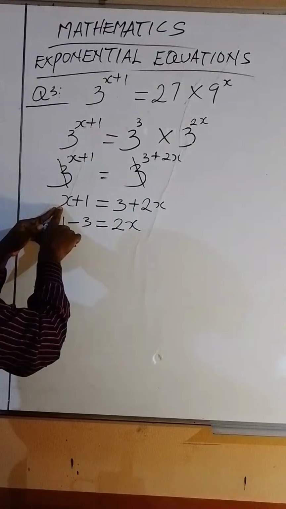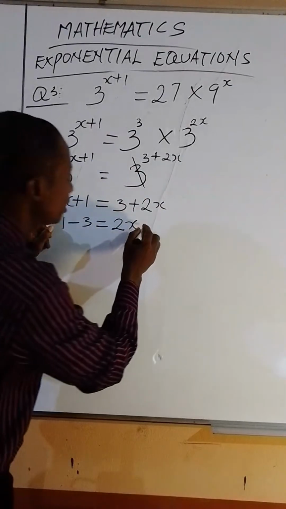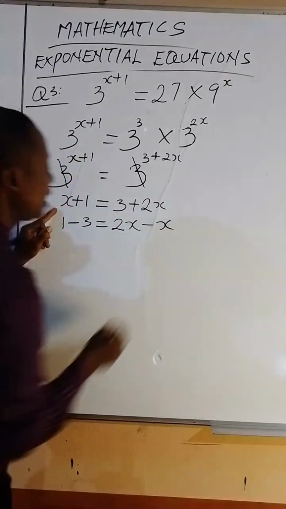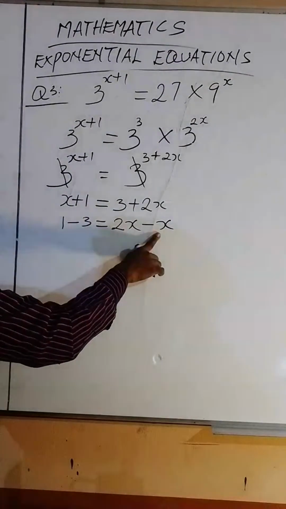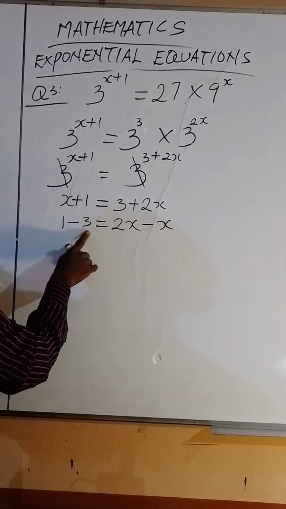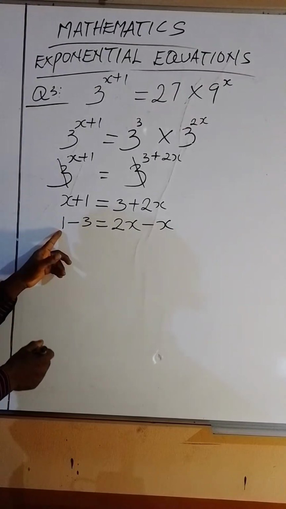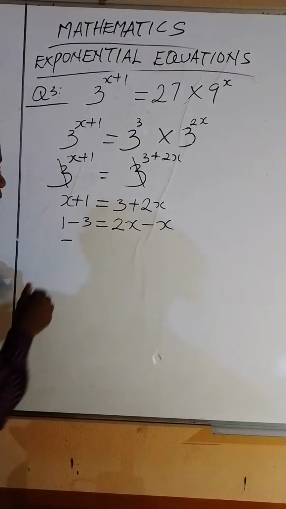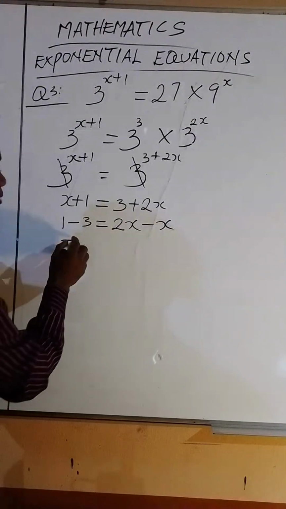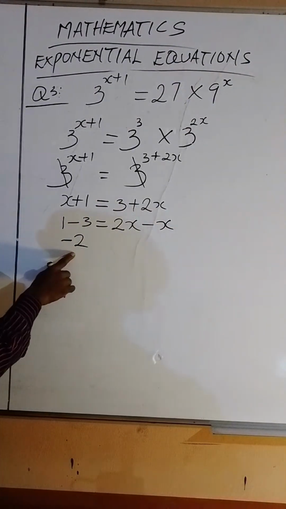Okay? Transfer the x from the left to the right. That gives us x, which is 1x. Then 1 minus 3. Remember, we are subtracting a bigger number from a smaller number. So we are going to have minus. Then 3 minus 1 will now be 2. Okay, that is how you handle it.